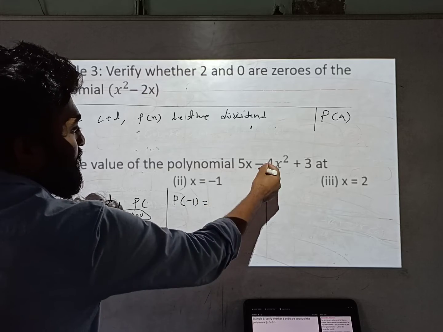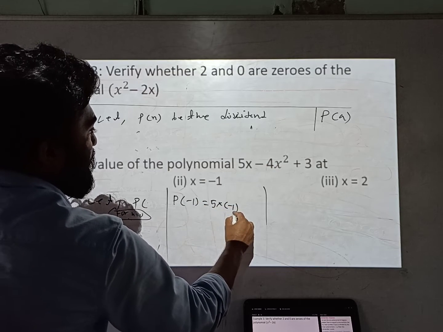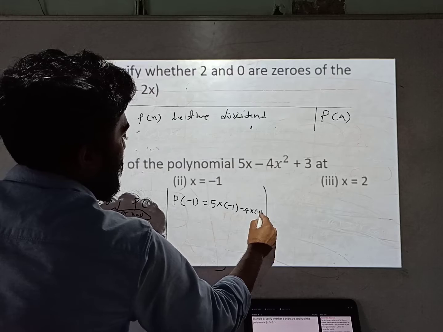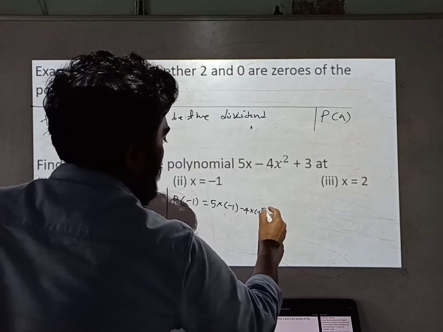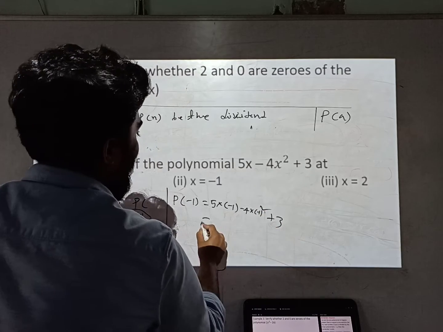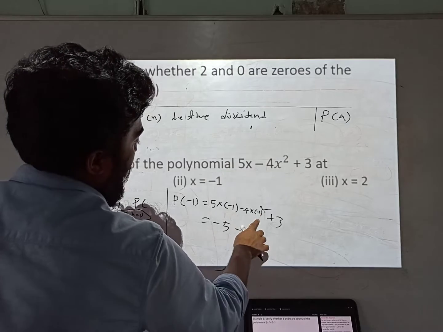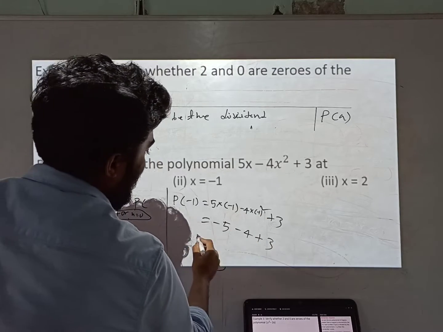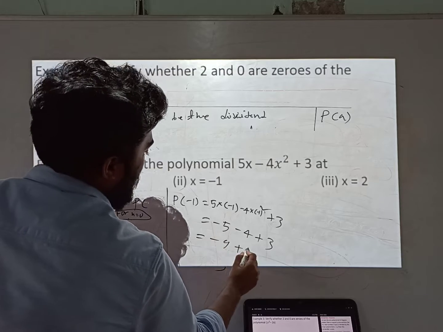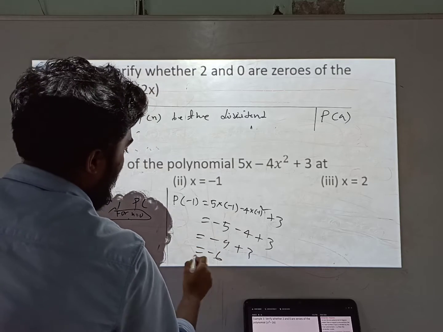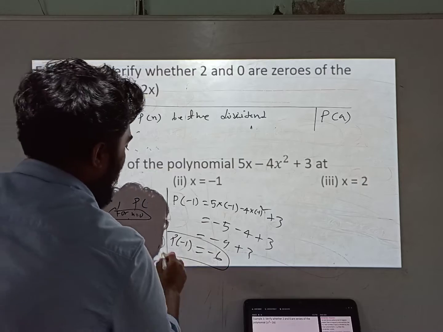P of minus 1, that is 5 into minus 1 minus 4 into minus 1 का स्क्वायर, उसके बाद plus 3. So what I get? Minus 5 minus 1 का स्क्वायर, that is plus 1. So plus 1 into 4, that is minus 4 plus 3. So 5 minus 9 plus 3, that is minus 6. So P of minus 1, that is minus 6.